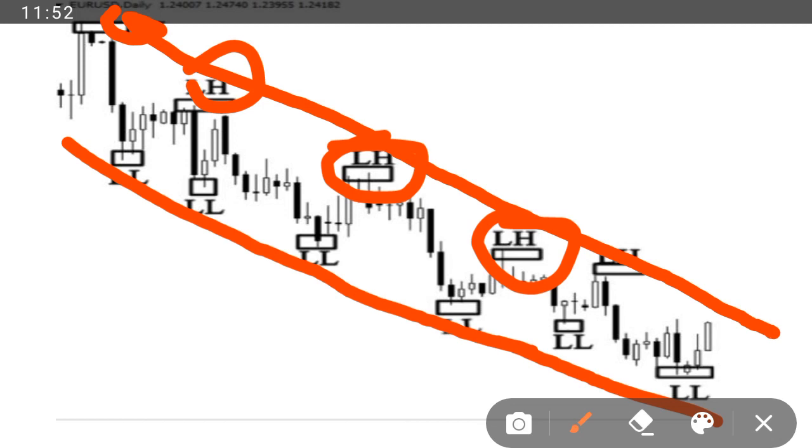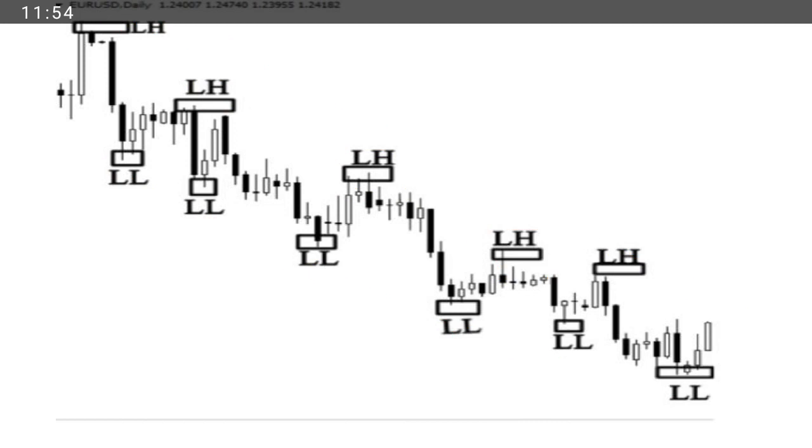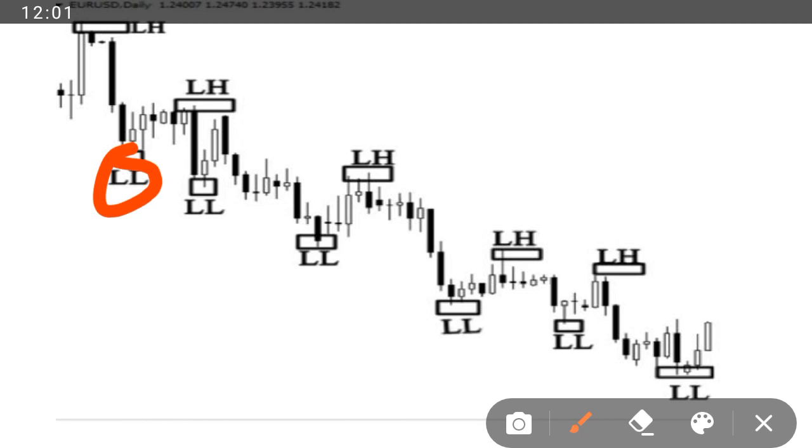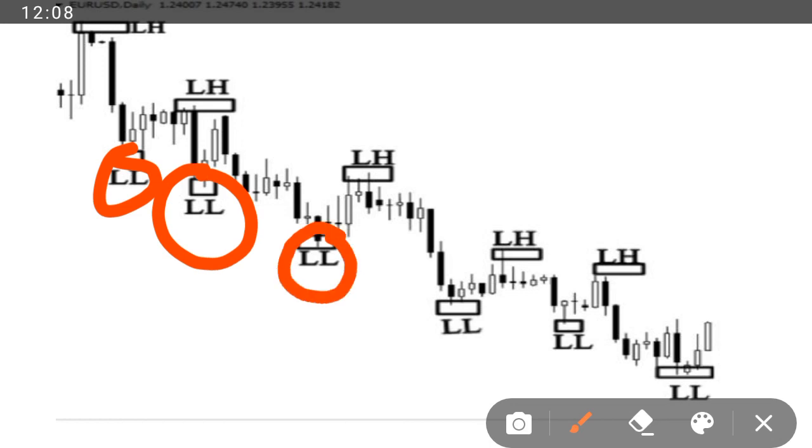So the same thing applies here. This is a low. So as it goes lower, you call it what? Lower lows. Why? Because it's going down. So it's making lower lows. So you don't need to cram what is lower lows, what is higher highs, what is lower highs.